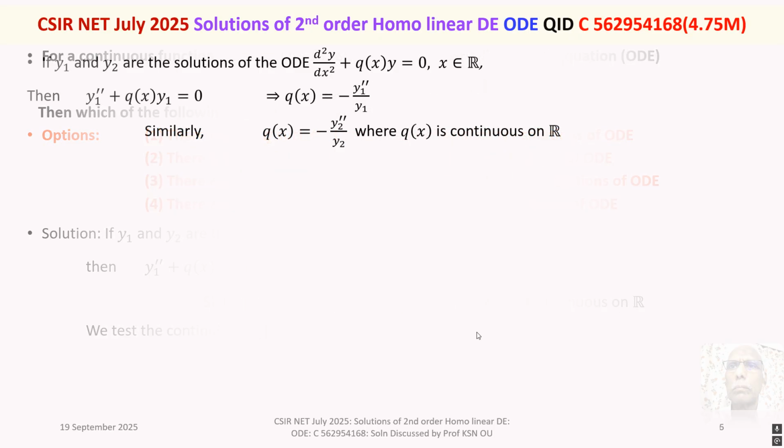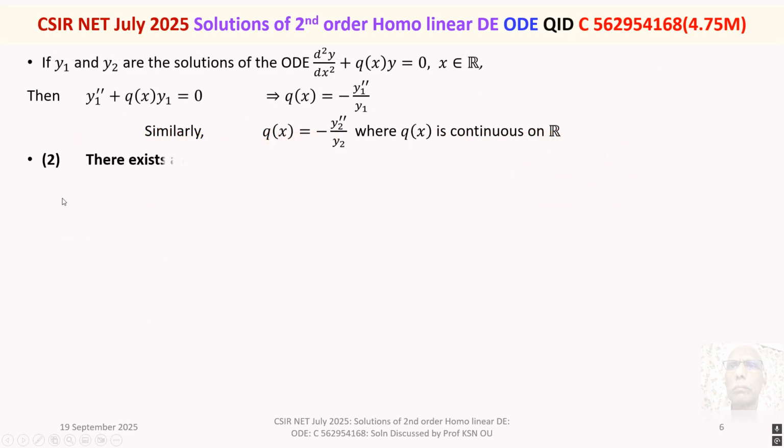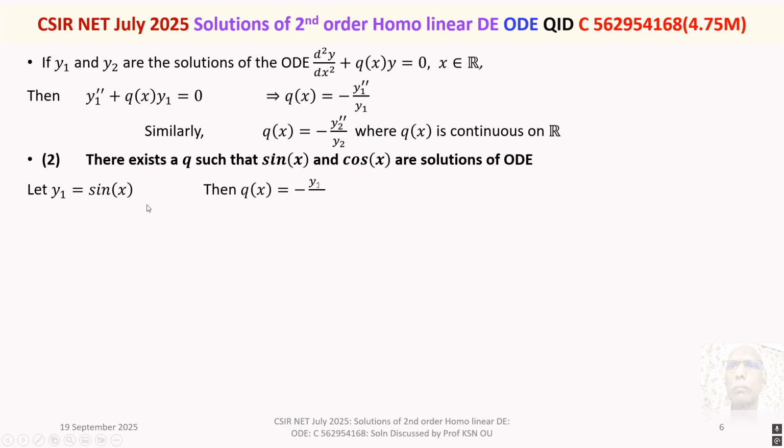Right. We go to option 2. There exists a q such that sin x and cos x are solutions of ODE. Let's call y1 as sin x. Then q of x comes out to be minus y1 double prime by y1. Yes, y1 double prime is computed, divided by y1. And you get 1. It's a continuous function.